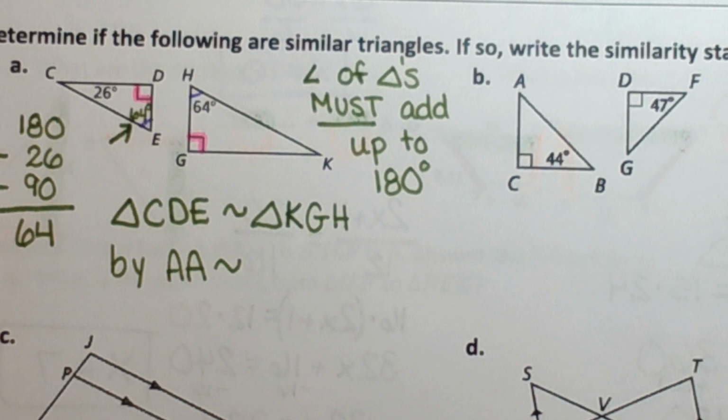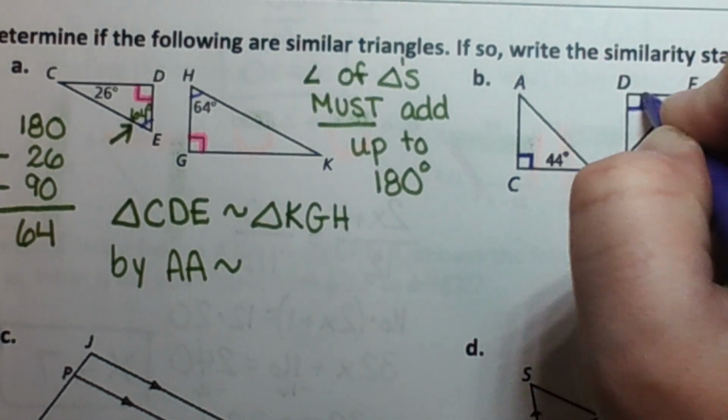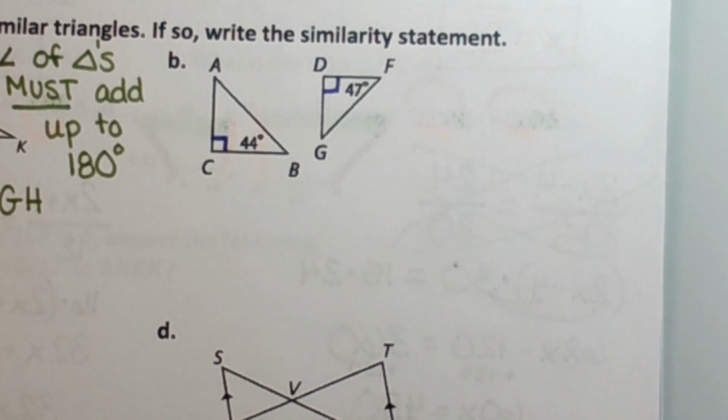Okay, I'm going to shift over to question B. And yes, I know it's on the very edge of the screen. I just want to make sure that people who are writing this get it down. Okay, question B. Do you see any congruent angles? Angle C is congruent to angle D. They're both right angles. Right angles have to be congruent. The other angles I see are 44 and 47. Is that congruent? No. But do you notice I'm missing some angles?